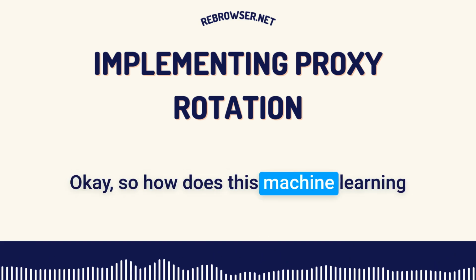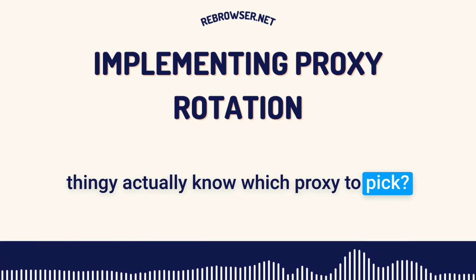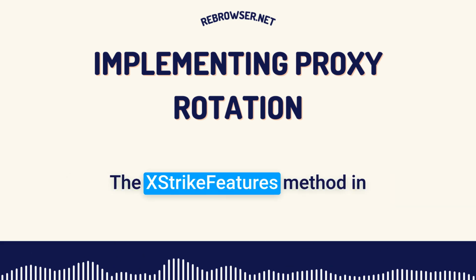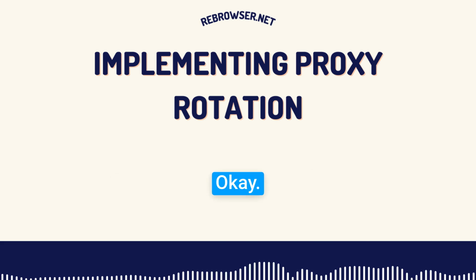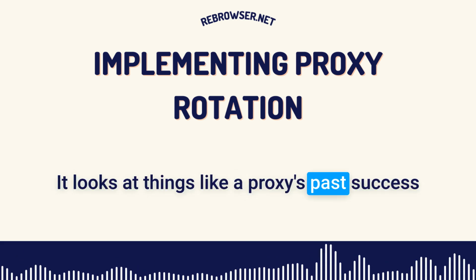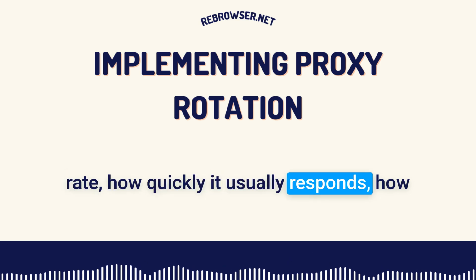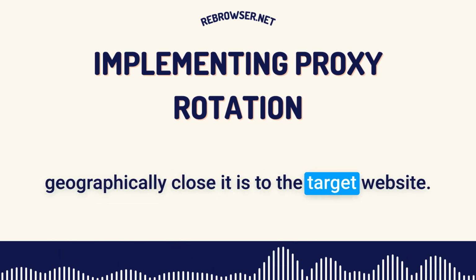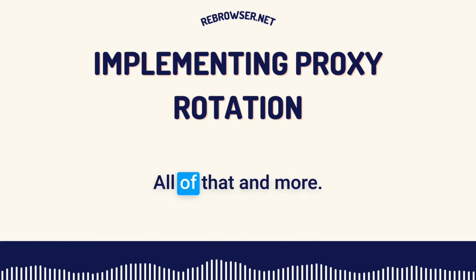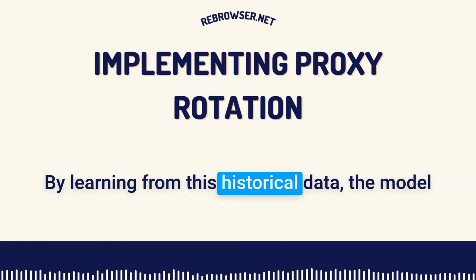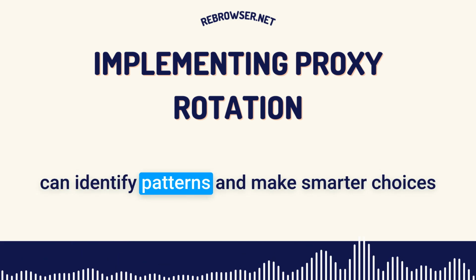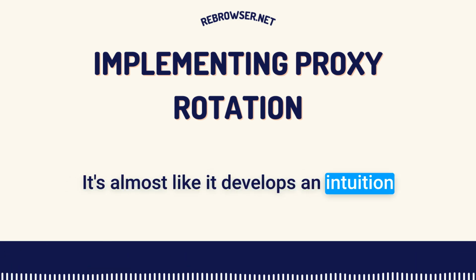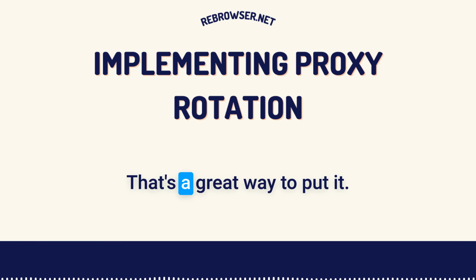Okay, so how does this machine learning thingy actually know which proxy to pick? That's a great question. It all comes down to the data you feed it. The extract features method in the code gives us some clues. It looks at things like a proxy's past success rate, how quickly it usually responds, how many recent failures it's had, even how geographically close it is to the target website. It analyzes all of that. All of that and more. By learning from this historical data, the model can identify patterns and make smarter choices about which proxy is most likely to work. It's almost like it develops an intuition for which proxies are reliable. That's a great way to put it.